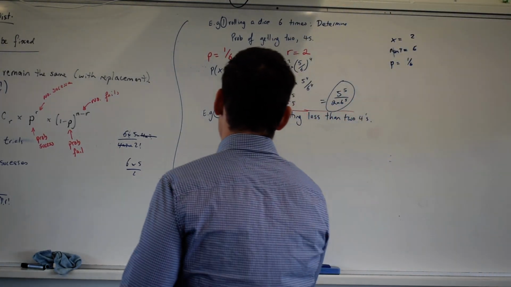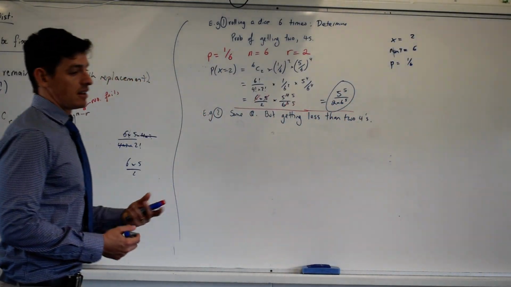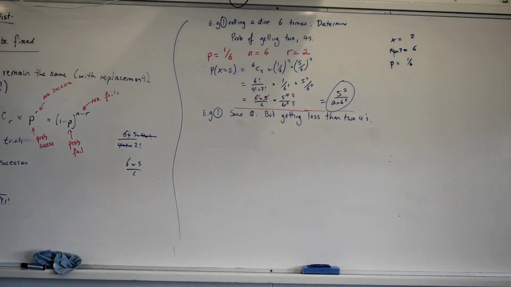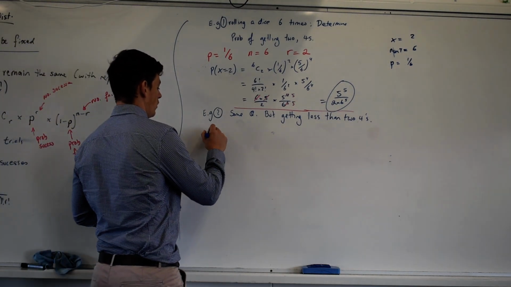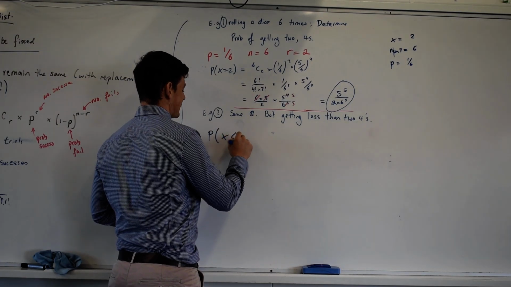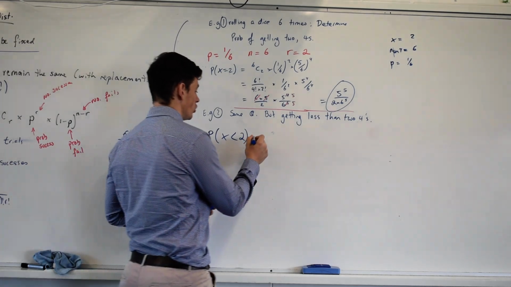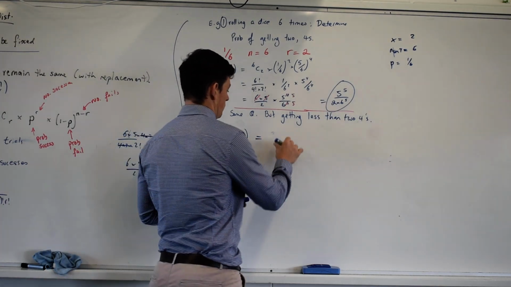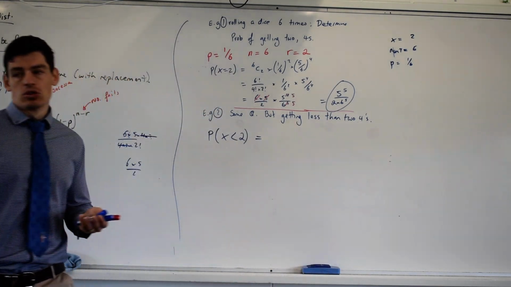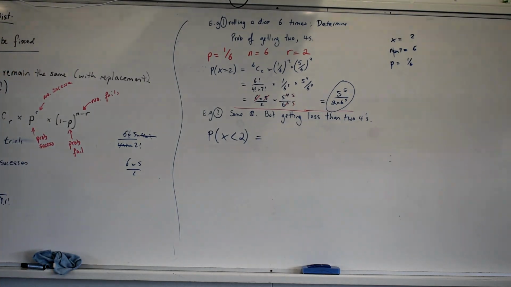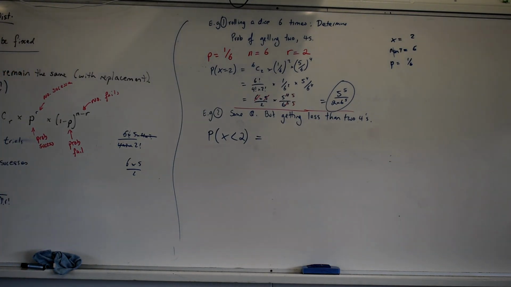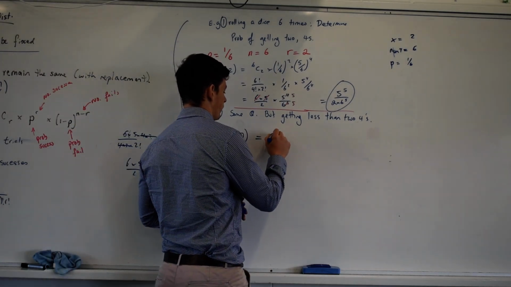Okay, so now we're going to look at the same example, but instead of doing the probability that x is equal to 2, I want the probability that x is less than 2. Now before we go any further, I want you to write out what that is. So what are my options? If it's less than 2, what are my options? The probability that x is equal to, and the probability that x is equal to?